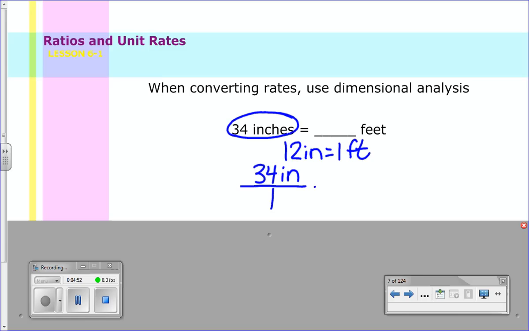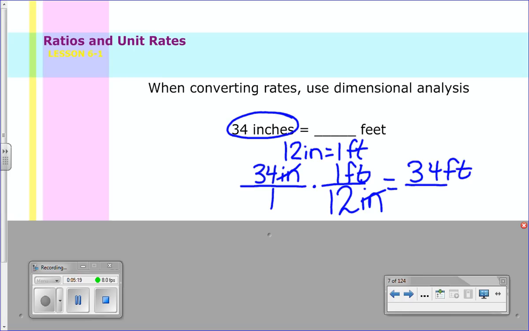Well, I know I need to convert to feet, and here's how this works. When you do these, you want inches to cross out. If I put them on top, I'd have inches squared. I don't want that. So whatever one's on top, I need to make sure it's on bottom so they cross out. So I know there are 12 inches in 1 foot. So then I multiply. 34 times 1 is 34. And I notice the label up here is feet. And then in this one, 1 times 12 is 12.